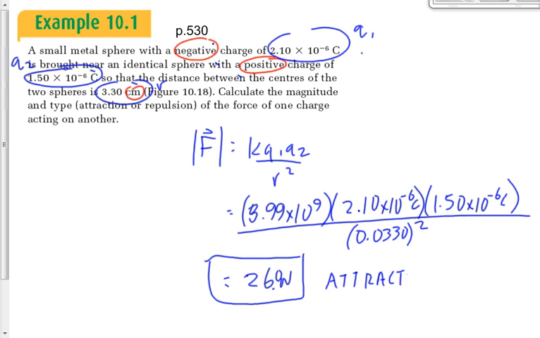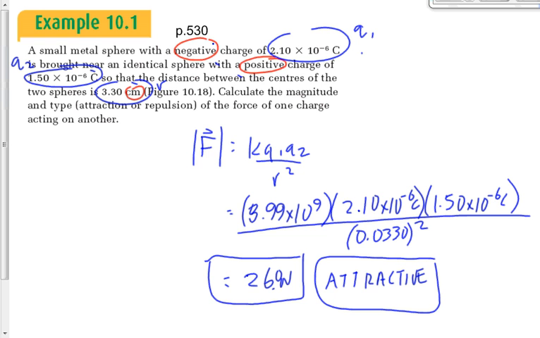So we're not using the positive and negative charges until it comes time to determine what direction the force is, what type of force it is, attractive or repulsive. We never, ever, ever plug the sign of a charge into an equation, this equation or any other equation, right?